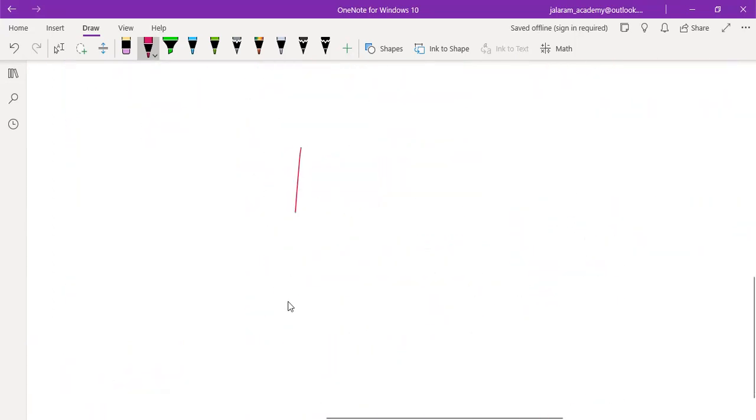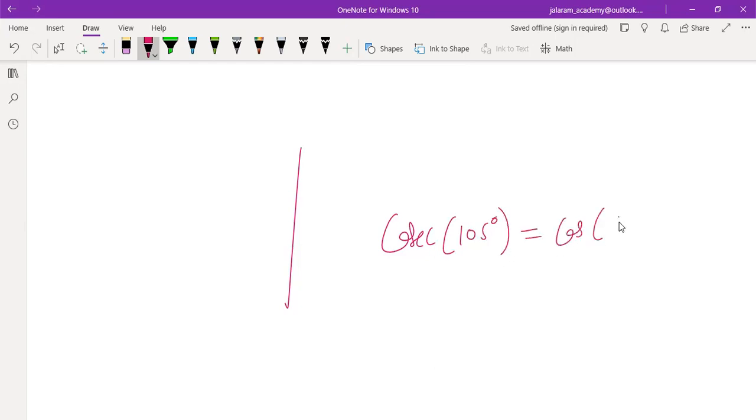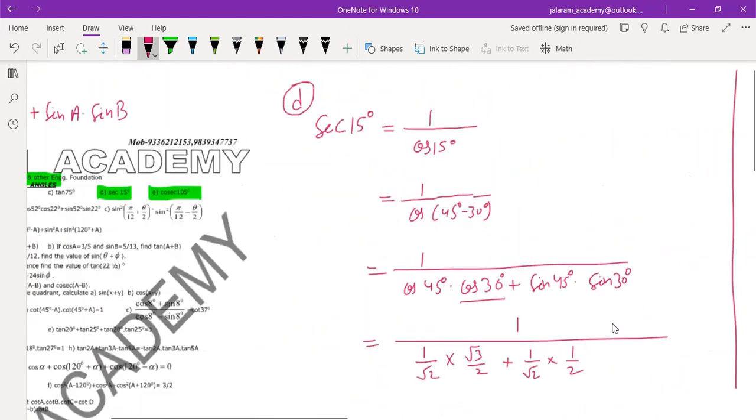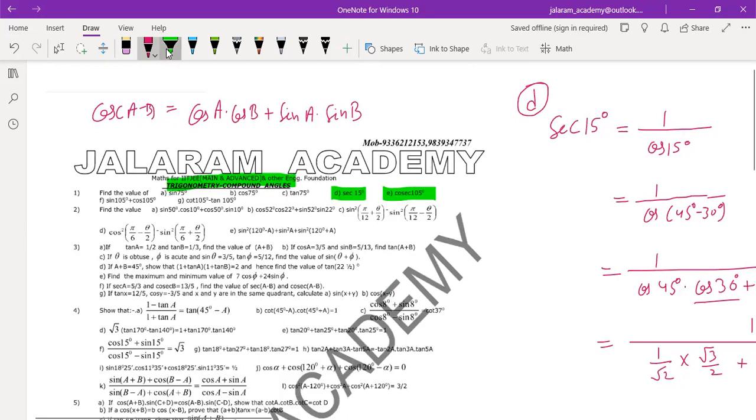And you also know that cosec 105 degree equals cosec of 90 degree plus 15 degree. In the second quadrant, cosec is positive, and 90 degrees changes cosec to sec. Theta is 15 degree. So cosec 105 degree equals sec 15 degree. So it is root 6 minus root 2.